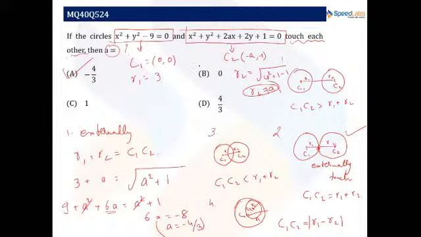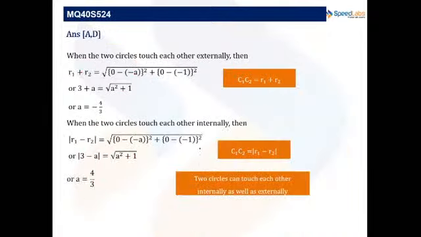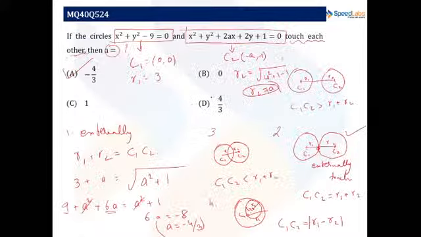Now for the second condition, in which they both will be touching internally, R1 minus R2, equals to under root A square plus 1, so A will be 4 by 3. So our correct options are A and D.